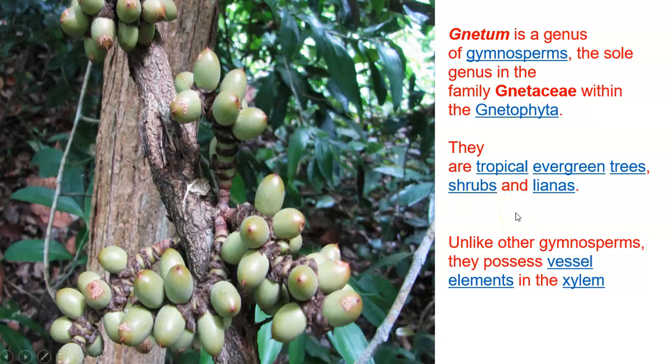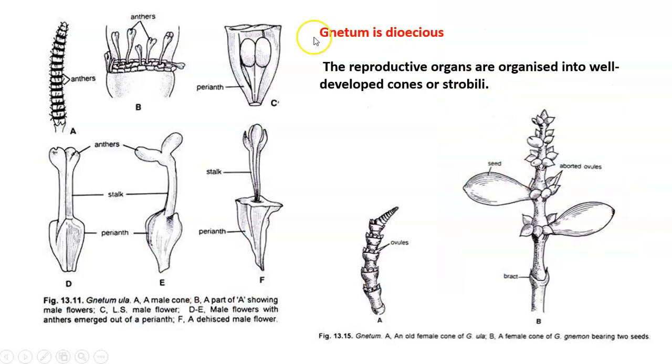Before that, you should understand two things. There can be trees, shrubs, and lianas among Gnetum species, with different structures you can see in the genus. The peculiar feature of Gnetum is that they possess vessel elements within the xylem. So it's an advanced feature, and so we sometimes dispute whether to include this in the angiosperms. Gnetum is dioecious. Male and female reproductive organs are found on separate trees, just like cycads.